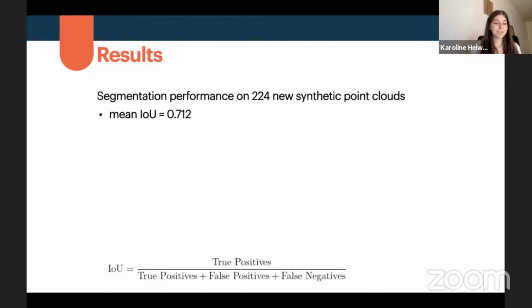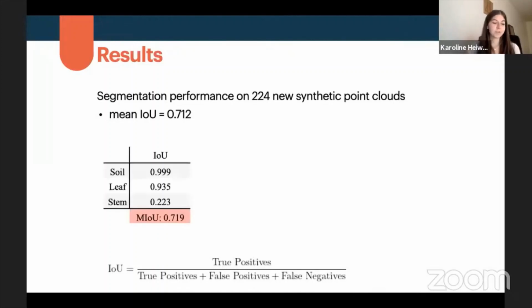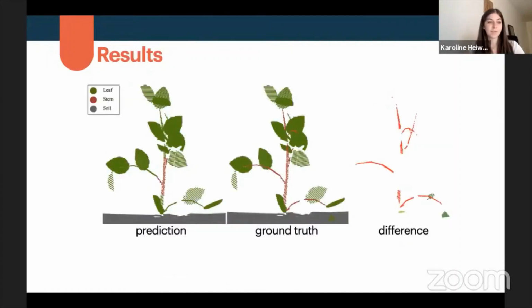So let's take a closer look now, because if we look at the IoU scores of each of the individual semantic classes, we can see that the network actually produced excellent segmentation results for the soil and for the leaf classes, but it struggles a little bit with the stems, with detecting the stems. So for some context, I'm now showing one of the actual segmentation outputs that the network created on the left, along with the ground truth point cloud in the center. And then on the right, I've included a visualization where I've highlighted only the points that were misclassified by the network.